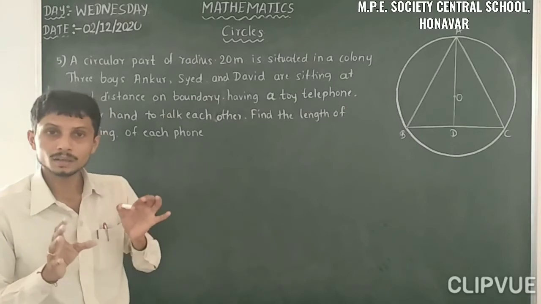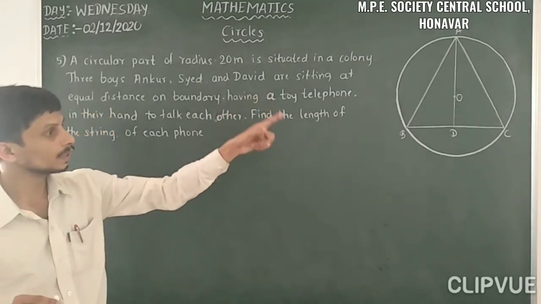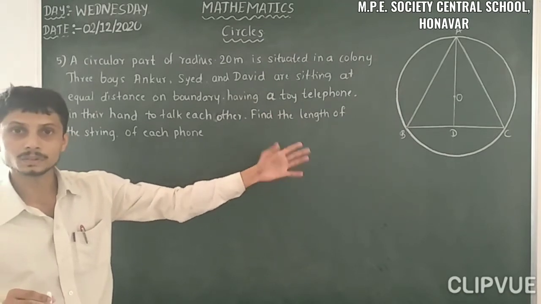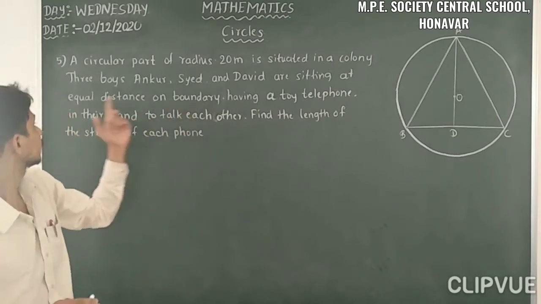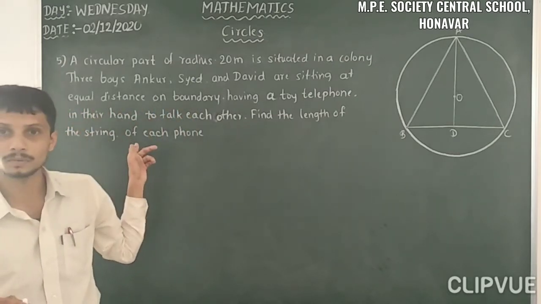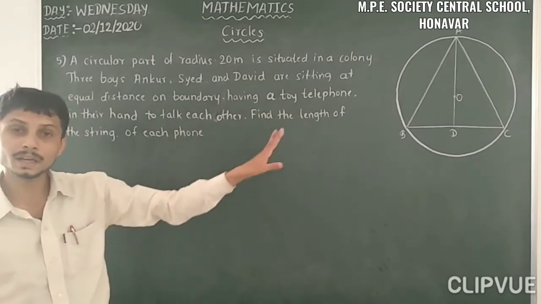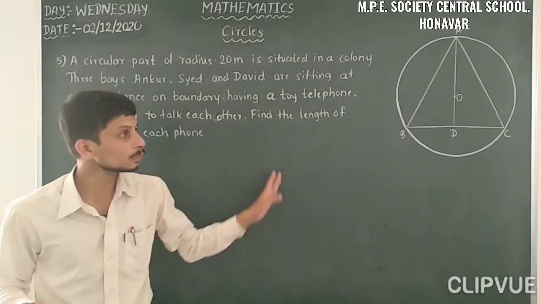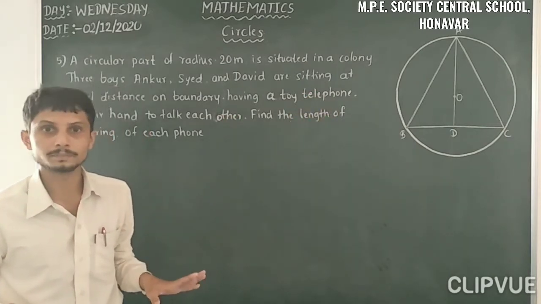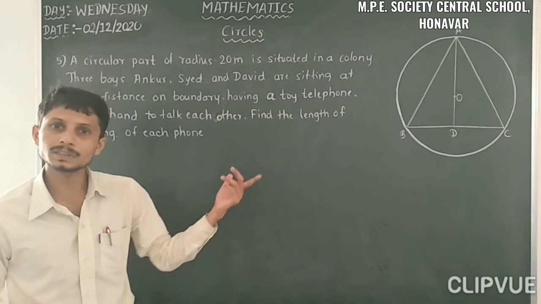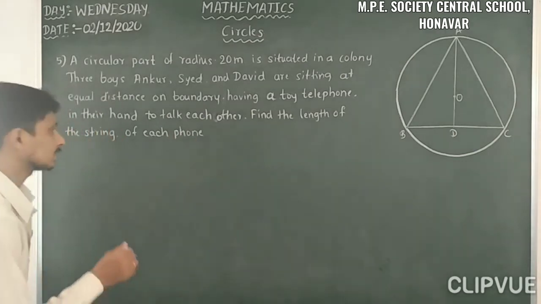So that one is an equilateral triangle. That means whatever the sides, AB, BC, and AC, those are at equal distances. These three points are sitting at equal distances, which means it's an equilateral triangle. Whatever the distances we have, those are equal only. So let us take AB equal to BC equal to AC equal to some value A.